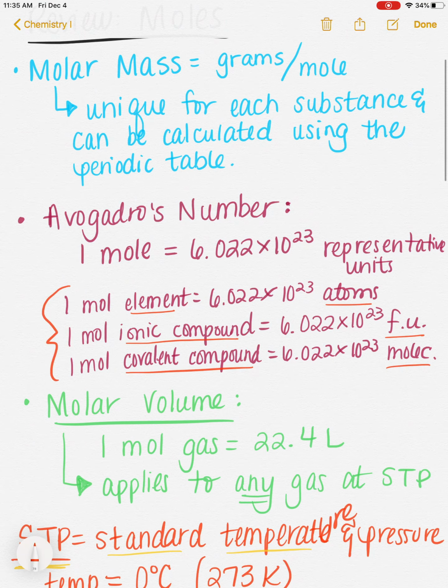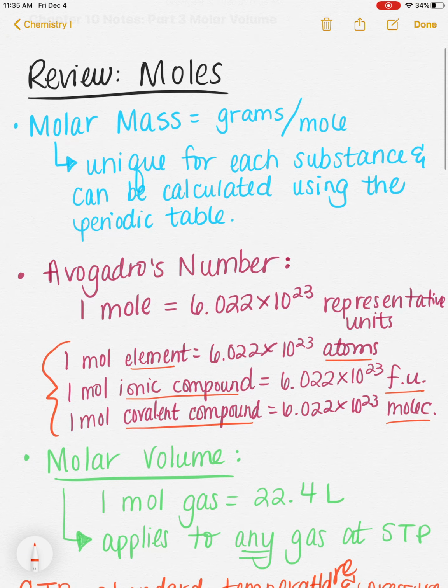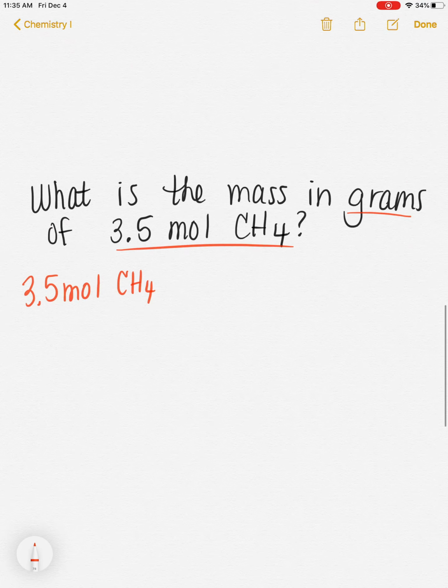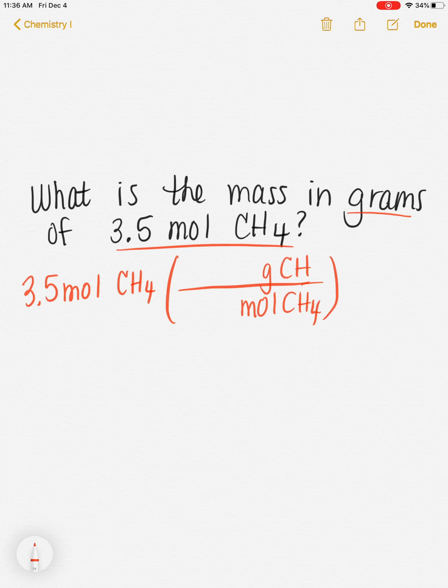So if I take a look back here, do I have a way to get from grams directly to moles from either molar volume, Avogadro's number, or molar mass? I do. Molar mass tells me exactly how to go from grams to moles. So I am going to put one conversion factor here. I am going to put moles of methane in the bottom and grams of methane in the top because I want to get rid of moles and go to grams.